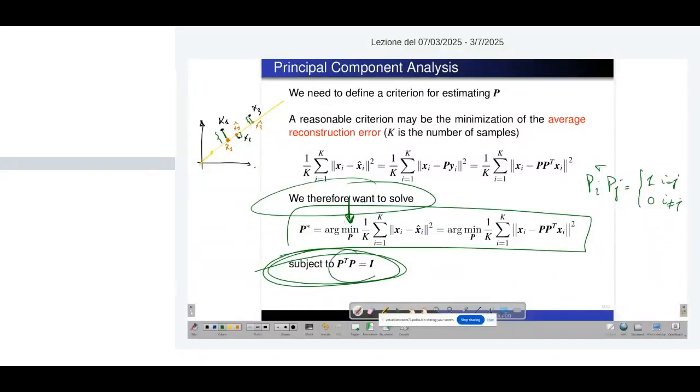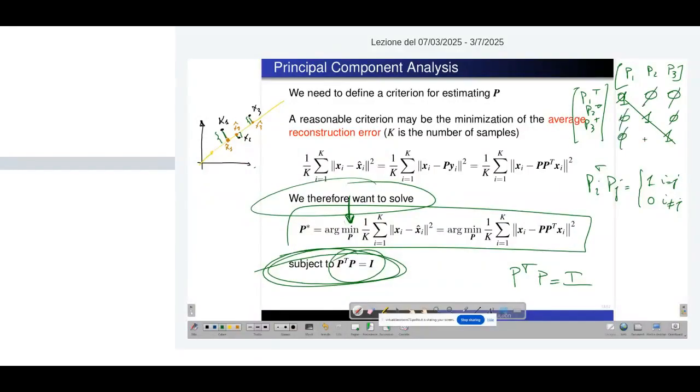In matrix form, we can encode all this information for all i and j by saying that P transpose P must be equal to the identity. Remember that P transpose P is the matrix multiplication between these two matrices. If I have three columns, here I have P1 transpose P1, here I have P1 transpose P2, P1 transpose P3, and so on. So here I must have 1, and outside the diagonal I must have 0. That's exactly the same thing. So the goal is to find the minimizer of this expression with respect to P.